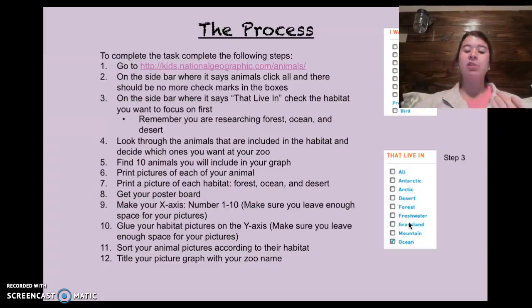And then they have to make sure they put a title on their picture graph, and they can name it whatever zoo they want. It doesn't have to be the Baton Rouge Zoo. The teacher is really going to have to work with them, probably when they start labeling their graph, and remind them that they need to make enough room for pictures, like 1 through 10. There has to be enough room for each of their pictures.